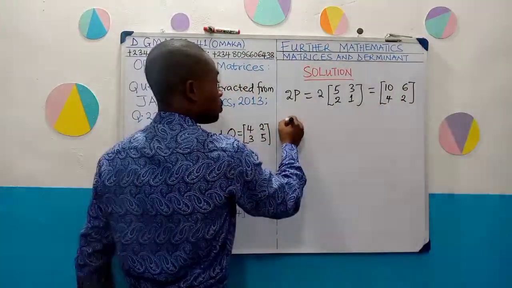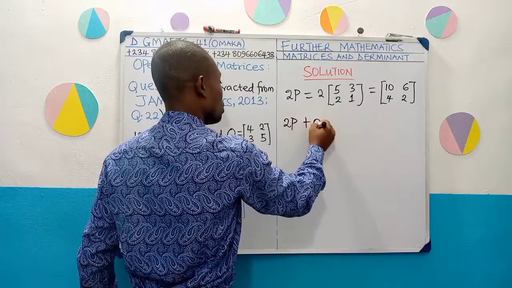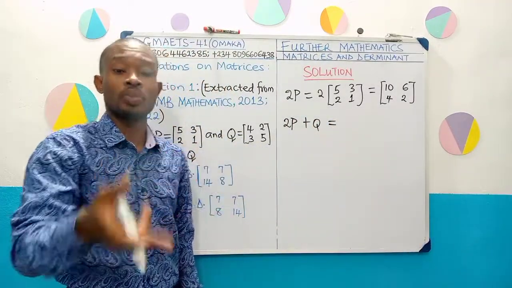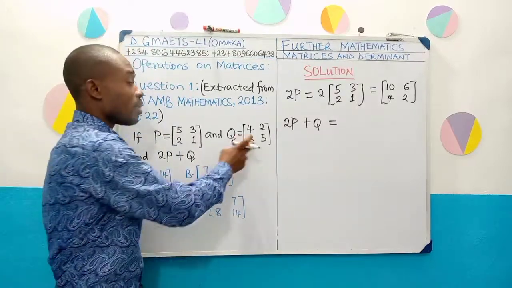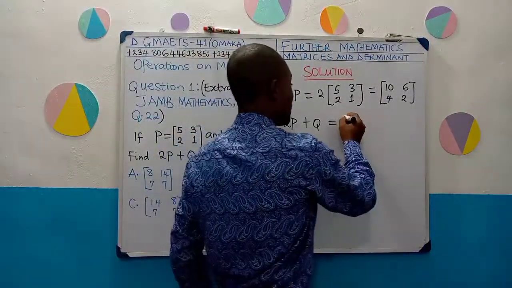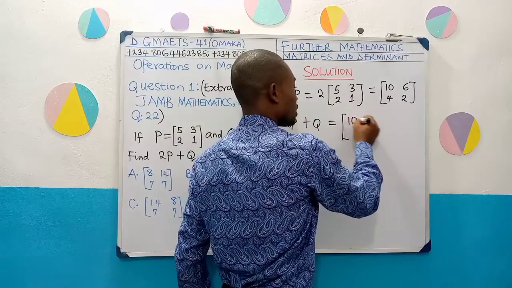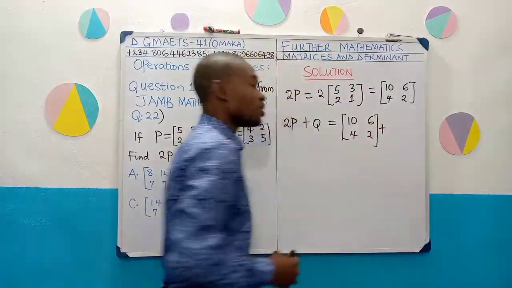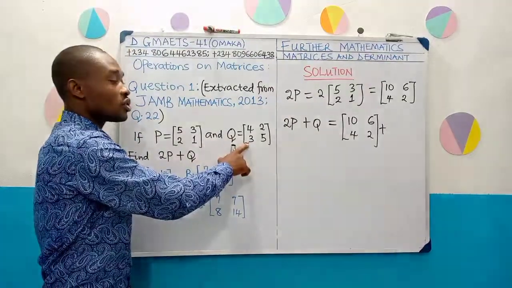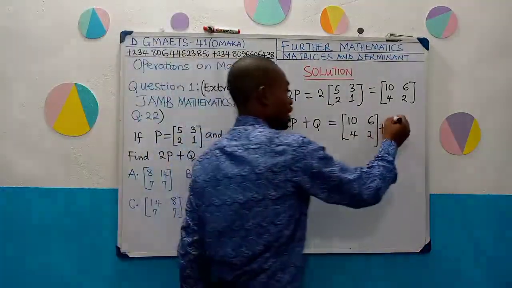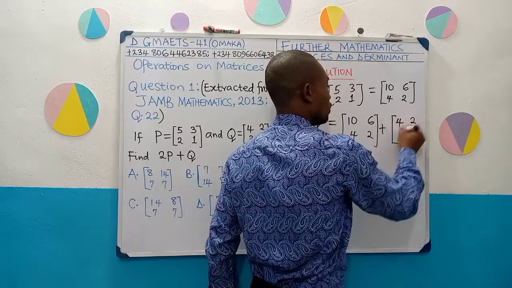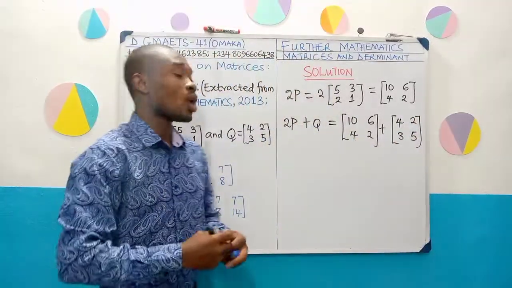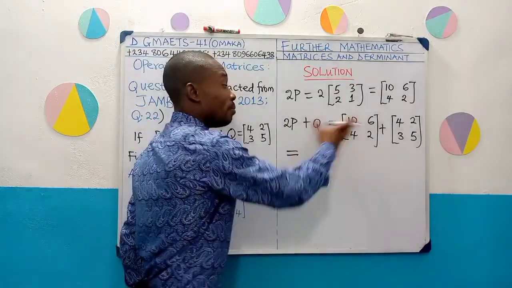The question says we should obtain 2P plus Q. So 2P plus Q will now be the matrix 2P added to the matrix Q. Let's do that and see. Alright, 2P is 10, 6, 4, and 2. We are now adding it to the matrix Q. The matrix Q is 4, 2, 3, 5.